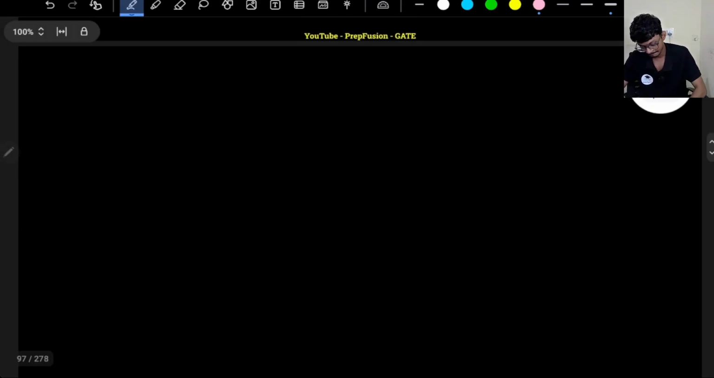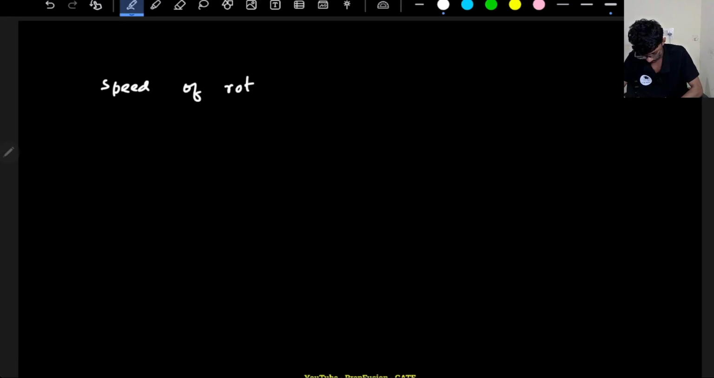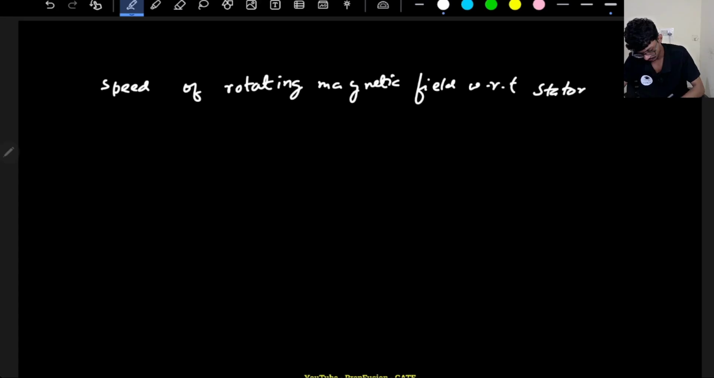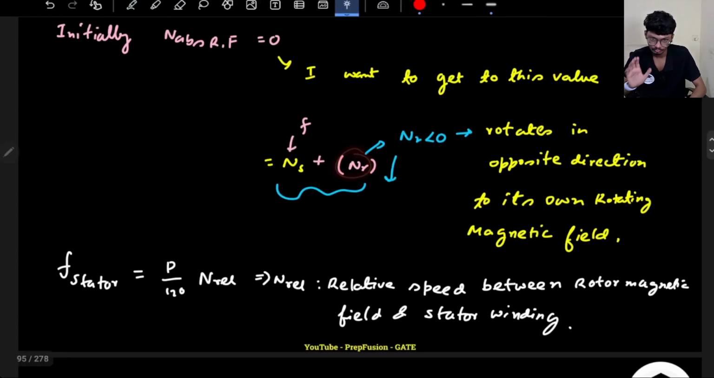So remember, the speed of the rotating magnetic field with respect to the stator will be this, right? Speed of rotating magnetic field with respect to stator I want to find out. So that is basically the absolute value, right? So actually I should not have written nr here because I have assumed nr to be in the same direction as the magnetic field. That's why nr is negative.